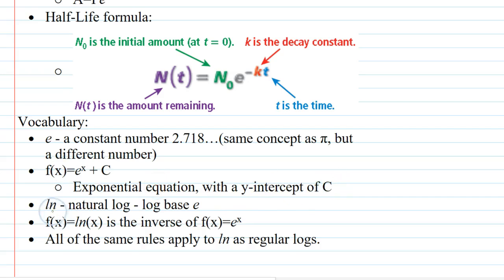The opposite of e is ln. Ln stands for natural log. What that is, it's simply a log with the base of e. So e and ln are opposites, or inverses. When we're solving and using the natural log, we use the same rules as we did for regular logs. Nothing has changed except we write ln instead of log.